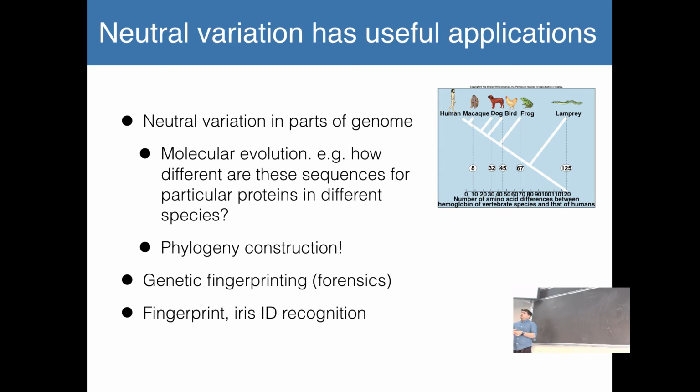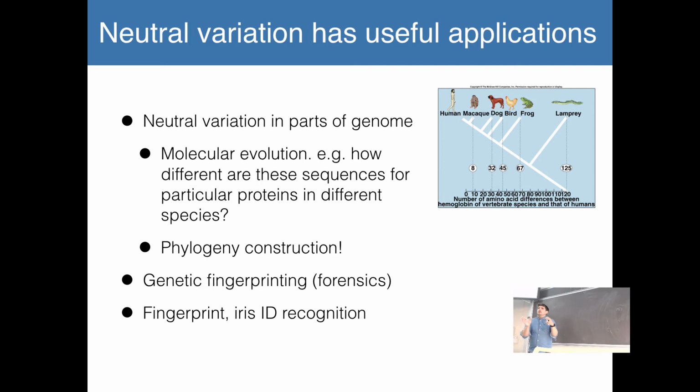Neutral variation also has some really, really useful applications. So certain parts of your genome, or human genome, are evolving neutrally. And we can use that neutral variation to get information about evolution. So the key thing that I'm thinking of here is to figure out relatedness of different species. So how different are these neutrally evolving sequences for different species?